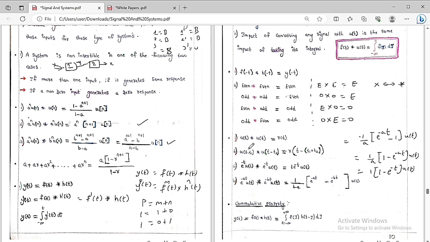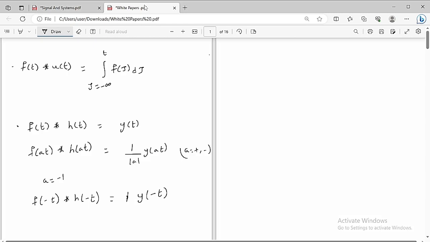The next point is, I've already told you, u of t convolved with u of t is nothing but r of t. Just now we have discussed it, because based on the concept, the convolution of f of t with u of t is equal to the integral from tau equals minus infinity to t of f of tau d tau. So based on this we can say r of t is equal to the integral of u of tau from minus infinity to t d tau. Then u of t minus t1 convolved with u of t minus t2 is equal to r of t minus of t1 plus t2. So this formula also I have already told you.